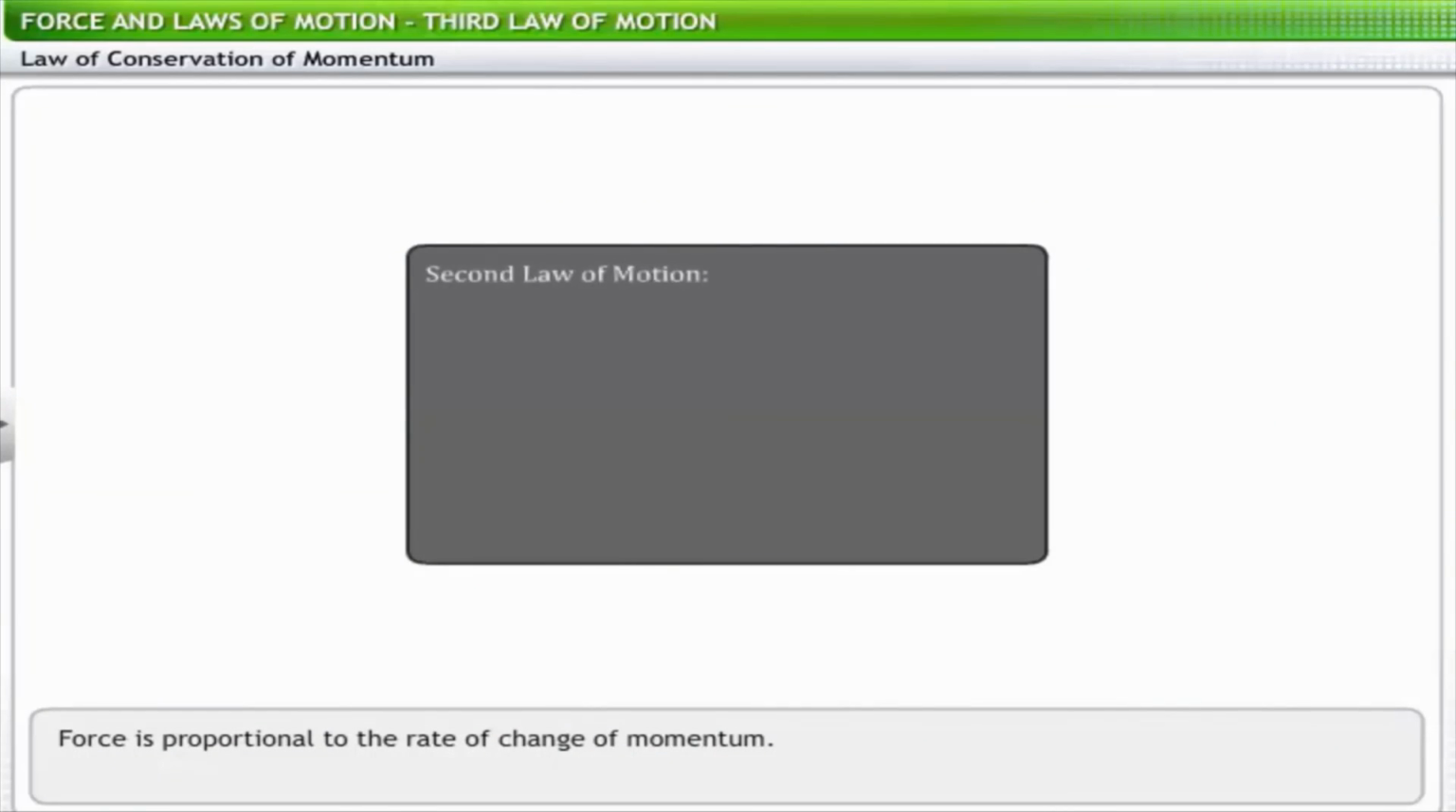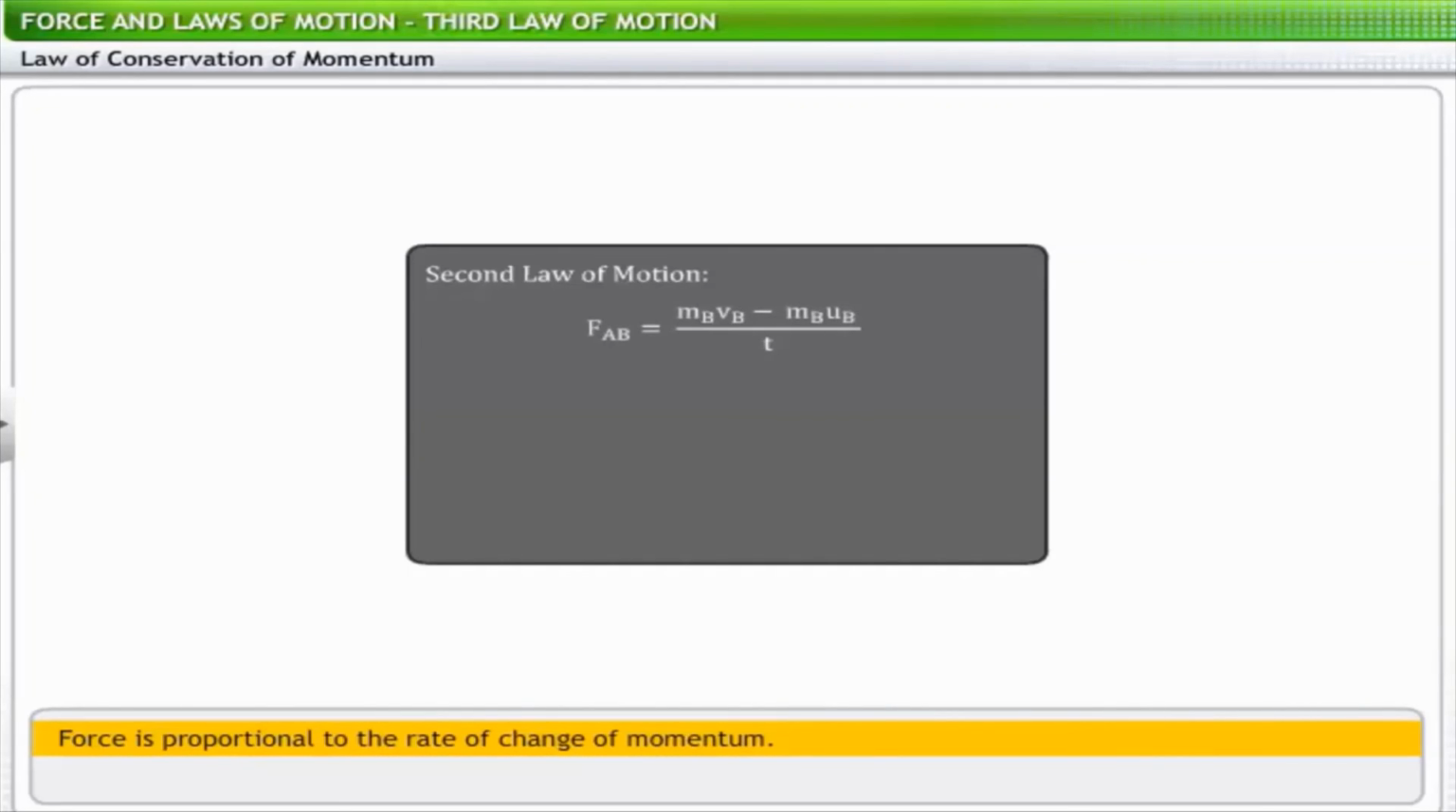We can use the second law of motion to find the relationship between the momentum of the spheres before and after the collision. According to the second law of motion, force is proportional to the rate of change of momentum. Upon collision, the force exerted by A on B, FAB, is equal to MB multiplied by VB minus UB divided by T. Similarly, the force exerted by B on A, FBA, is equal to MA multiplied by VA minus UA divided by T.